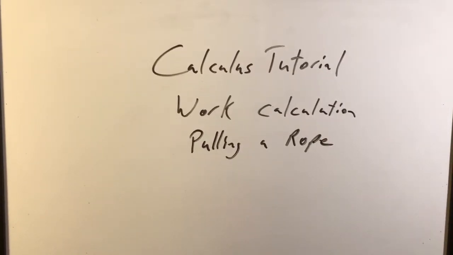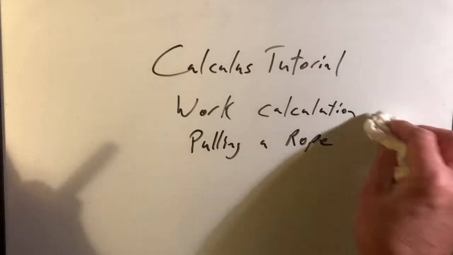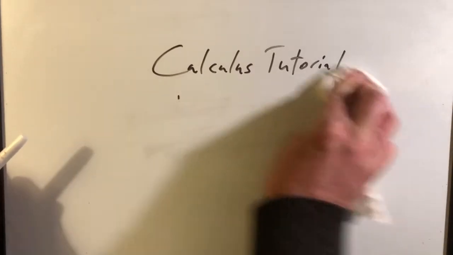Okay, welcome back. In this video I want to explain how to calculate work when you're pulling a rope, in this case over the edge of a building. That seems to be a common example used in calculus 2. It's relatively simple, but you just have to understand the process in order to make it work. So let me try to explain exactly what I'm talking about.